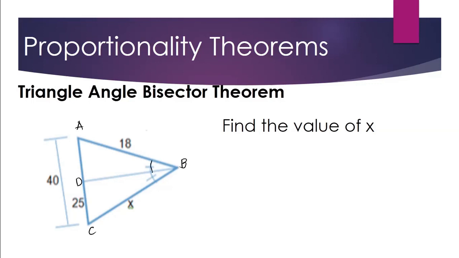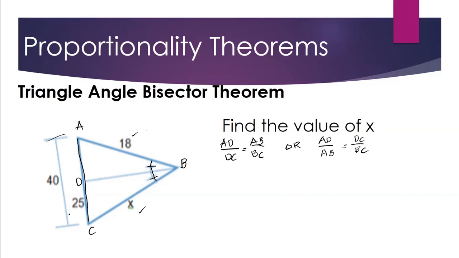Hinati niya yung angle B into two equal parts, which means nahahatiin niya yung AC into segments proportional to these two sides. So we have here, nahati ang ating AC into two segments. We have AD and DC, and it is equal to the ratio of adjacent to AD, obviously, is AB. And adjacent to DC, we have here BC. Or, by alternation property, pwede nating sabihin AD over AB is equal to DC over BC. So, what is the value of AD?